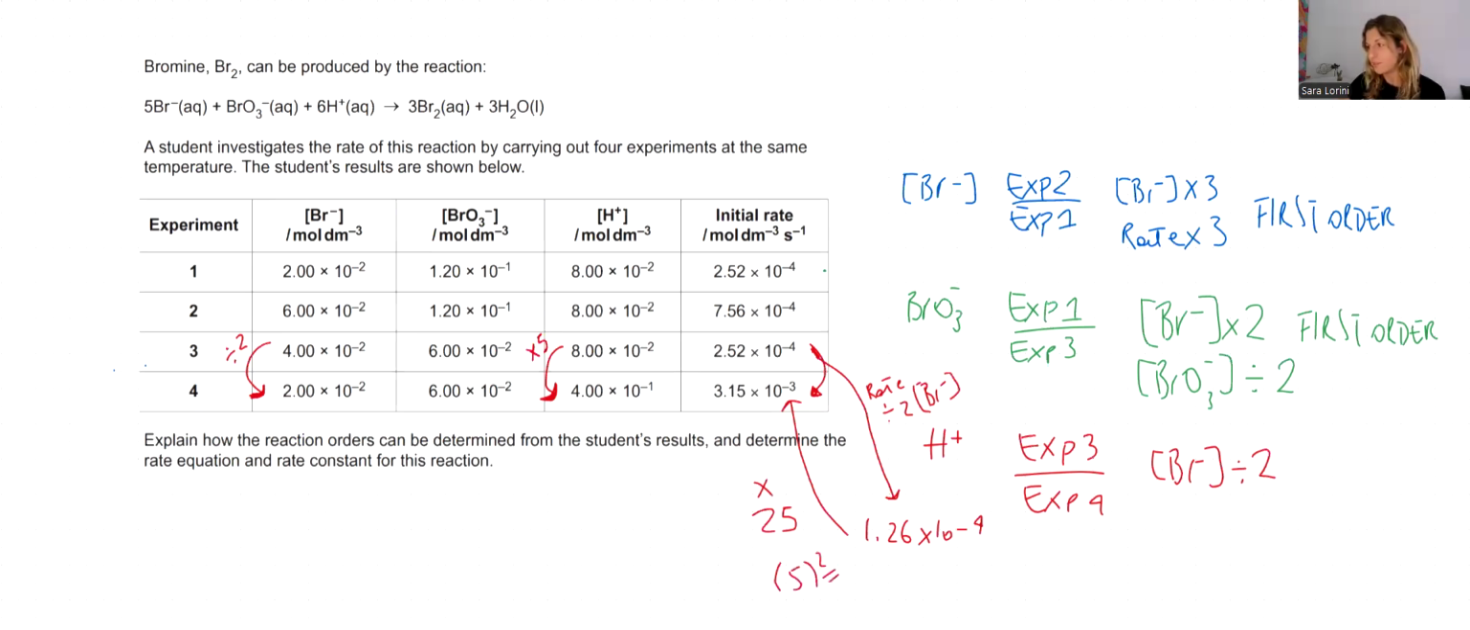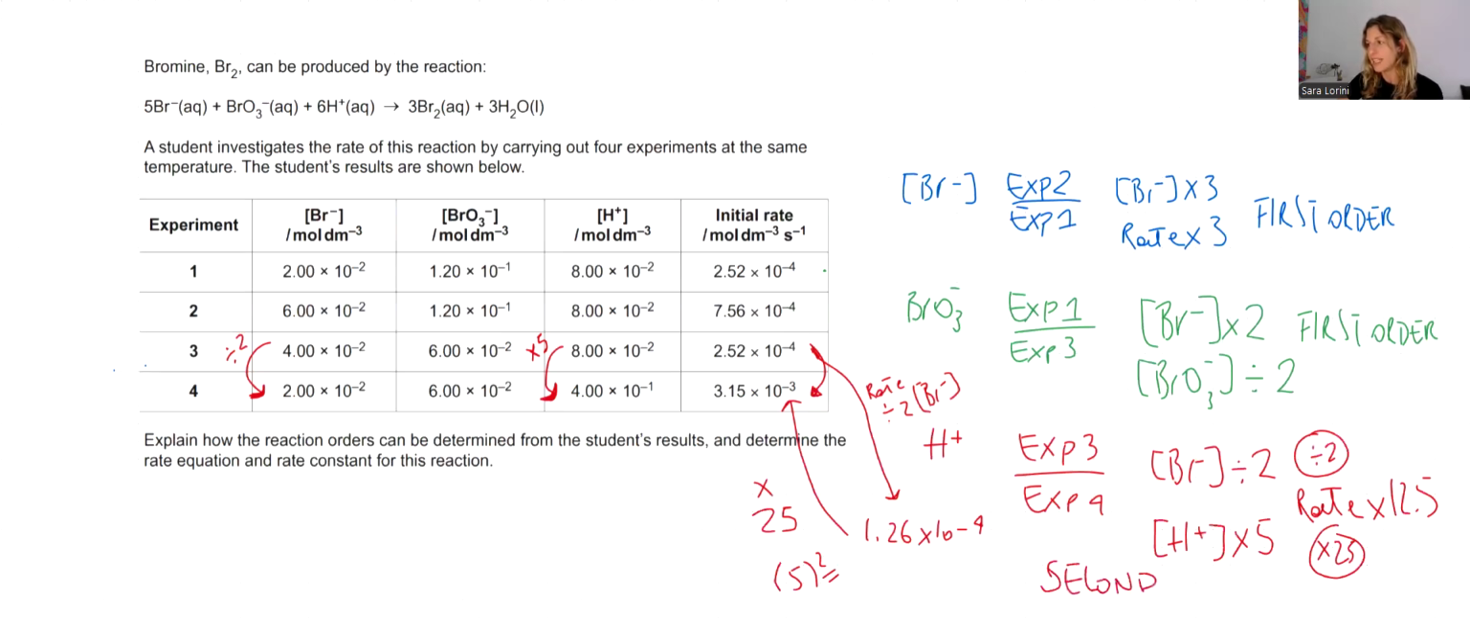So the hydrogen concentration has been timed by 5, but the rate in total has been timed by 12.5 because it's been divided by 2 and then divided by 2 because of the bromine, but has been timed by 25 because of the hydrogen. Okay, which means that hydrogen will be second order.